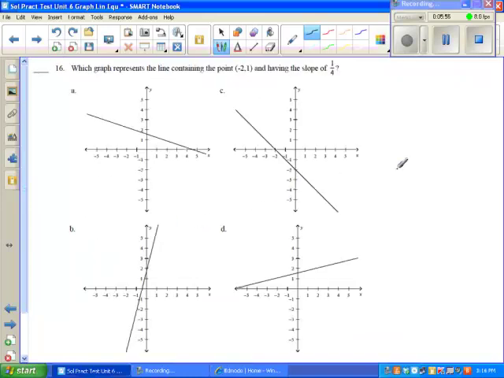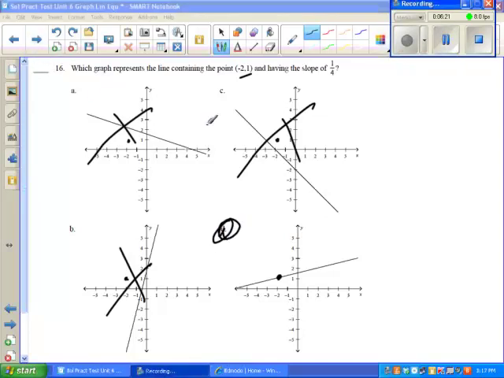Which graph represents the line containing negative 2, 1 and having a slope of 1, 4? Well, let's plot this point. Negative 2, 1 would be right there. So that's not right. Negative 2, 1 would be right there. So that's not right. Obviously, negative 2, 1. So there it is. D.